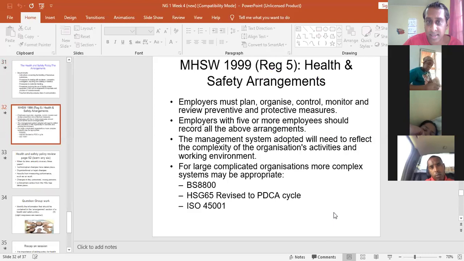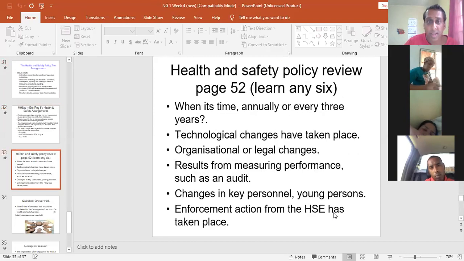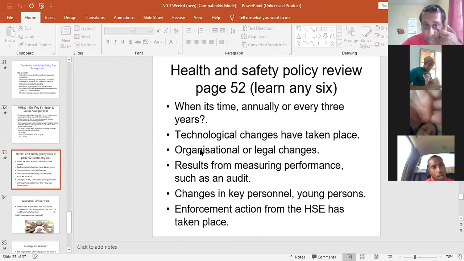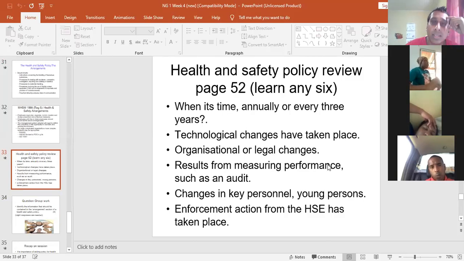So this is the last concept for today, so we may finish a bit early today. Right, so when you review, when it's time, for example, most documents are reviewed every year or every 3 years. It all depends on the company's document control. But the rest of them, right, are when there are technological changes, when there are organizational or legal changes, and organizational changes like, you know, the CEO left, right? Results on measuring performance, such as on audits. An audit may have revealed that the company is not doing as well as they thought. So that's a reason to review, right?